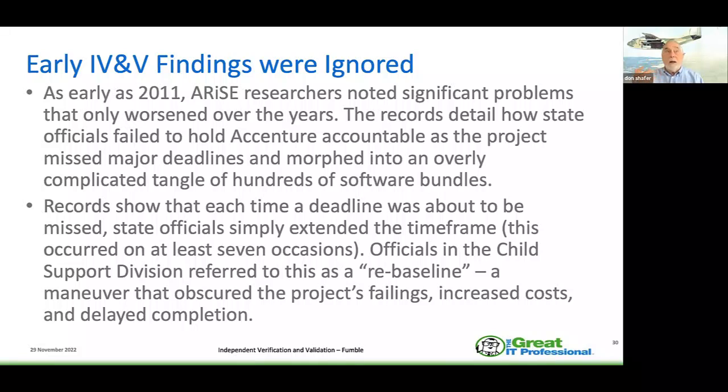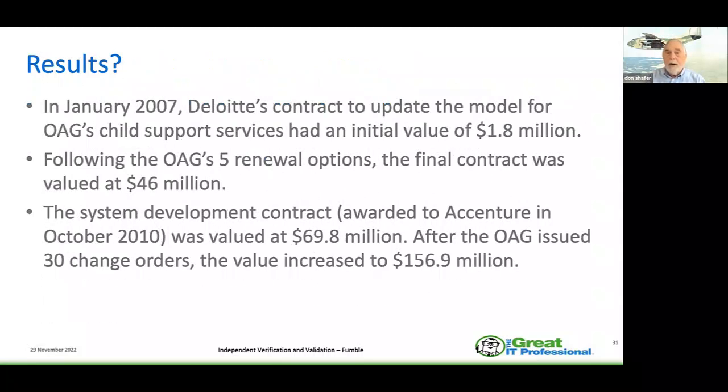Records show that each time a deadline was about to be missed, the state officials extended the time frame. We call it rebaselining. So that really was a way to obfuscate and obscure the project failing. And so we had pointed this out in our report. So it wasn't that no one knew this was going on. They really knew it was happening.